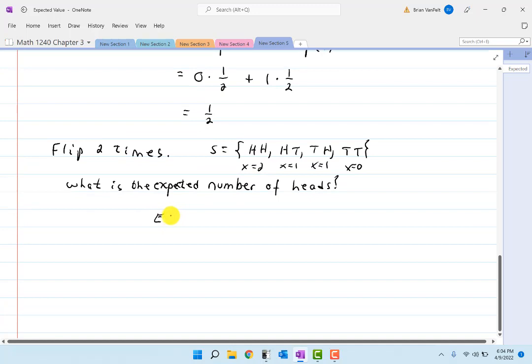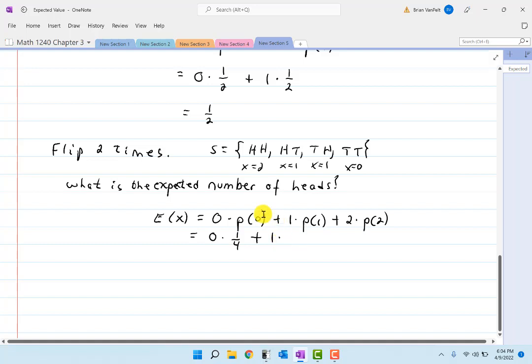So the expected value is 0 heads times the probability of 0 heads, plus 1 head times the probability of 1 head, plus 2 heads times the probability of 2 heads. So let's take a look. The probability of 0 heads, that means all tails, is 1 out of 4.